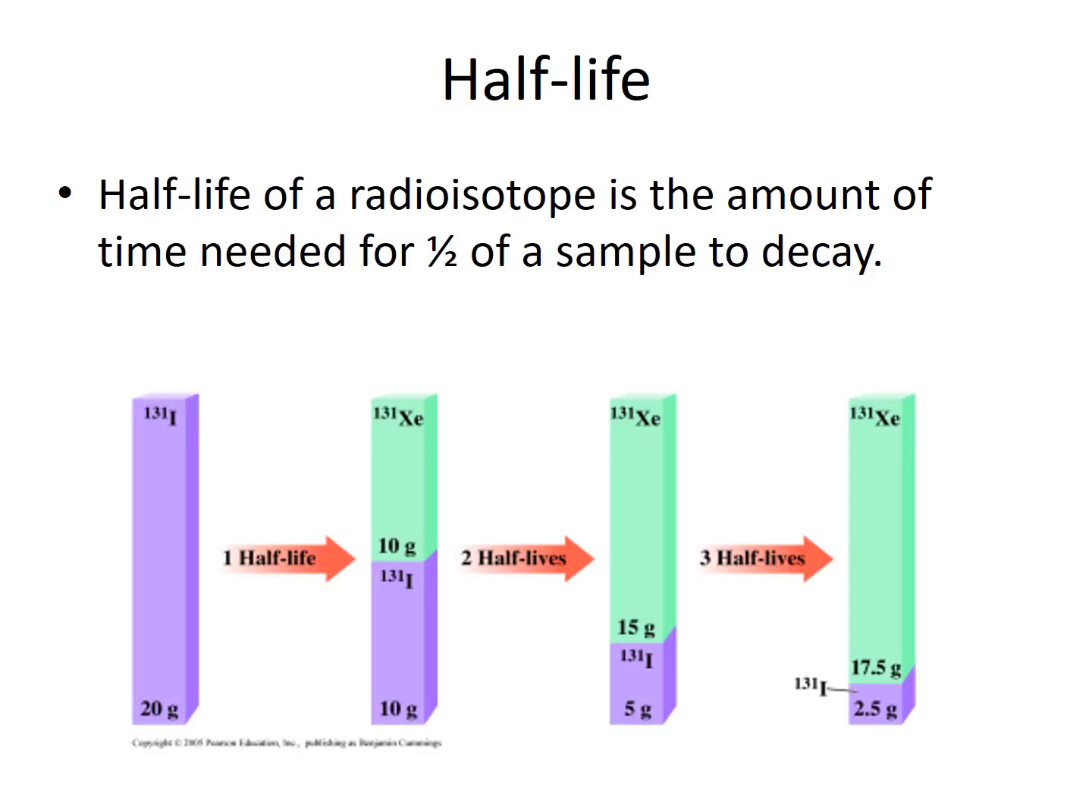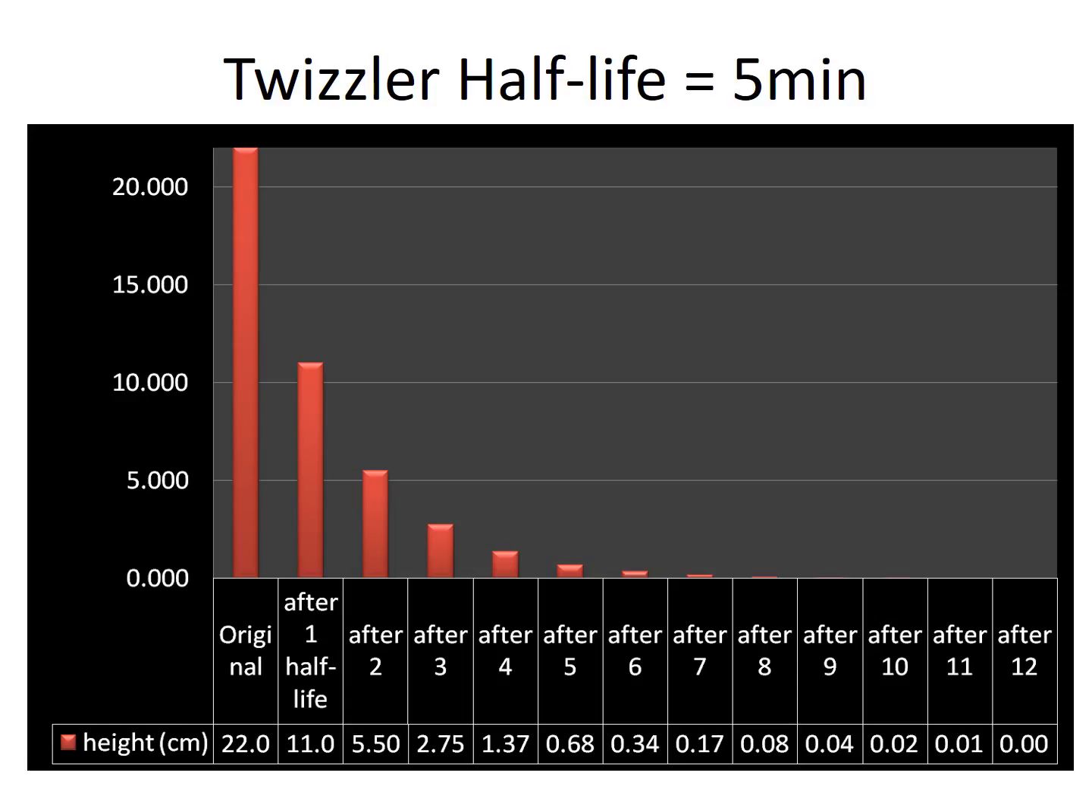So you see, every half-life, you lose half of whatever you had at the beginning of that half-life. 20 goes to 10, 10 goes to 5, 5 goes to 2.5. So you actually never go to 0, you just keep cutting in half, just like you've been doing with the Twizzler. See? Told you that Twizzler had something to do with nuclear radiation.